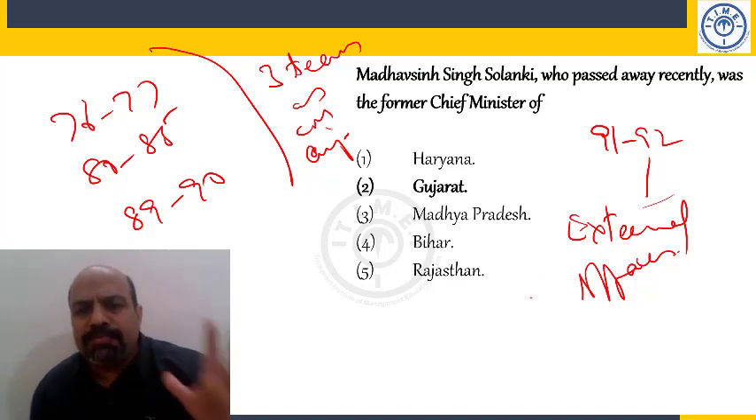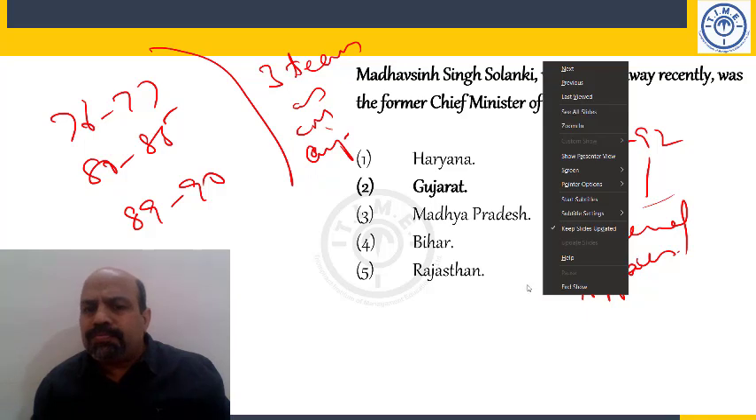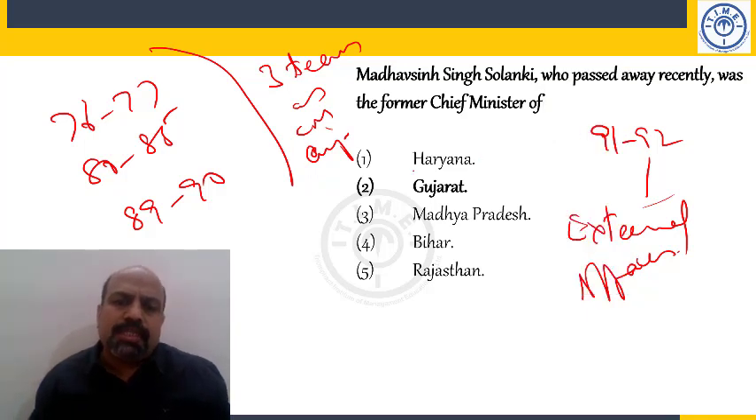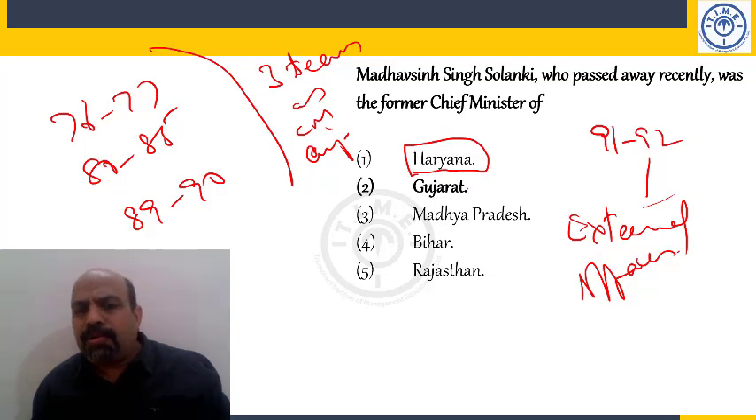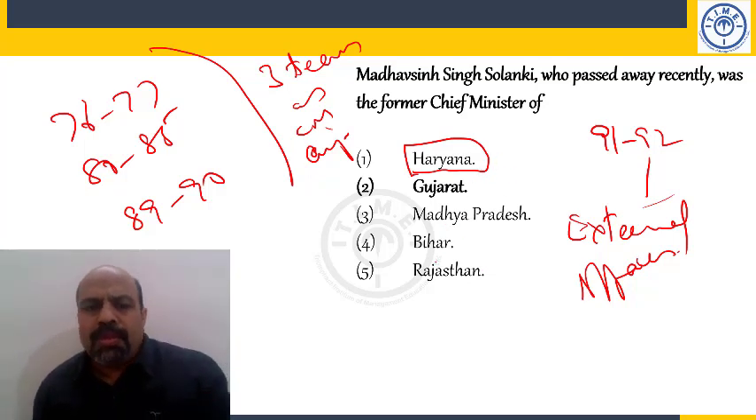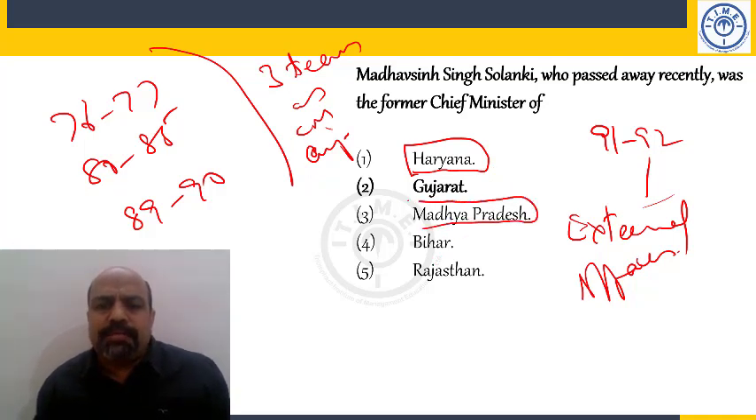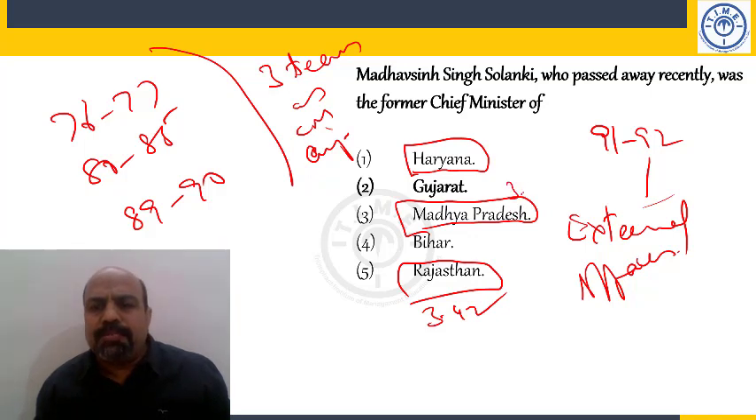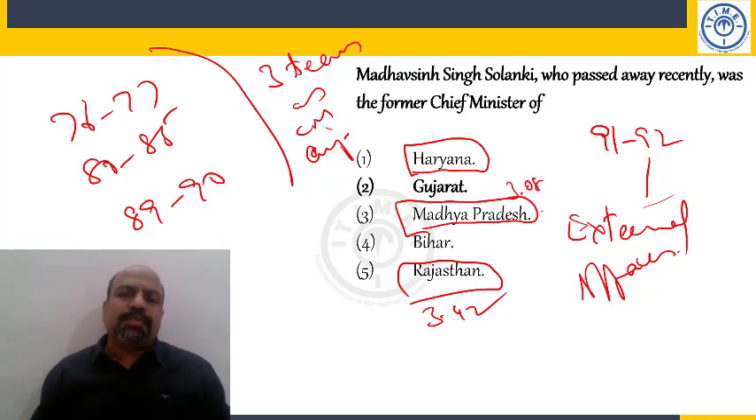I think you know the chief ministers of all these places. Haryana has the lowest sex ratio in India. I'm talking only states. Among states, Haryana has the lowest sex ratio. Madhya Pradesh is the second biggest state in India by area. Rajasthan is the biggest by area, at 3.42 lakh square kilometers. Madhya Pradesh is 3.08 lakh square kilometers.